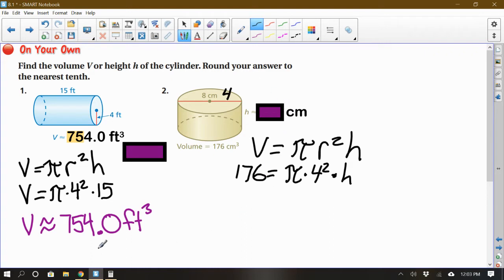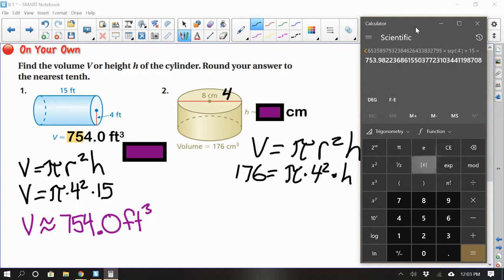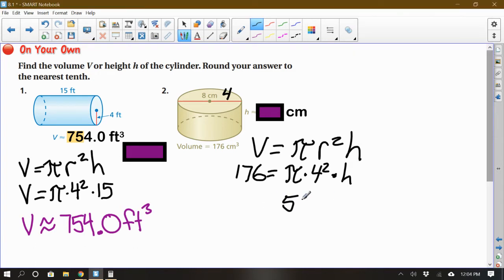Okay, time for the calculator again. So I'm going to clear this old one. Pi times our 4 squared. That's 16. So there we go. Again, let's round this off to the nearest tenth. So 50.26. Our 6 would round our 2 up to a 3. So let's call that 50.3 H. And that still equals 176 on this side.